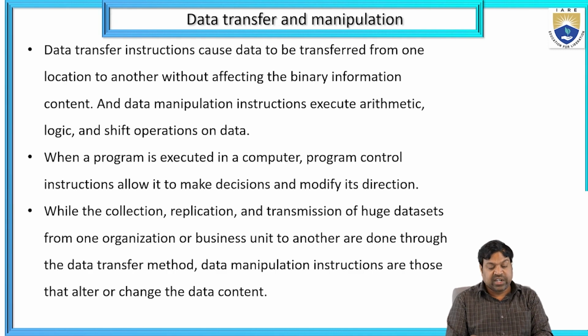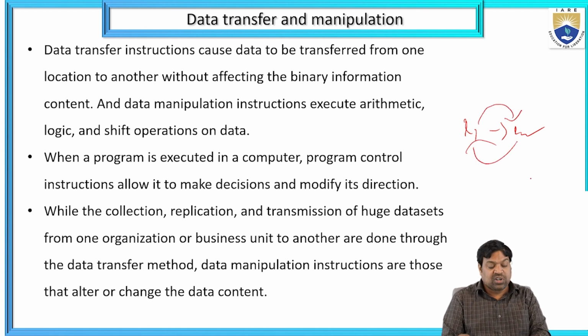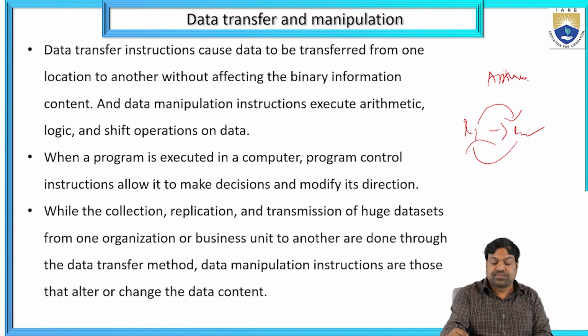So these are the data transfer and manipulations. So how can we transfer data from one form to another form, and how can we manipulate? Manipulation means we are performing arithmetic operations. That is a manipulation. Data transfer means we are transferring from one register to another. Suppose R1 data is transferring to R2 or R2 data is transferring to the R1. That is a data transfer. And manipulation means we are performing arithmetic operations.